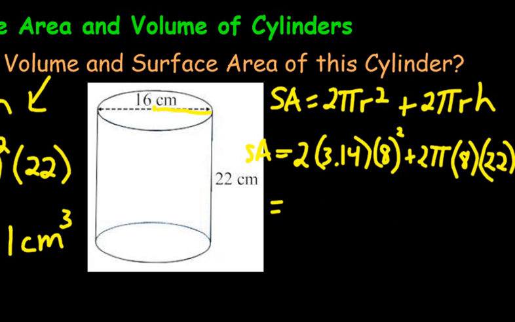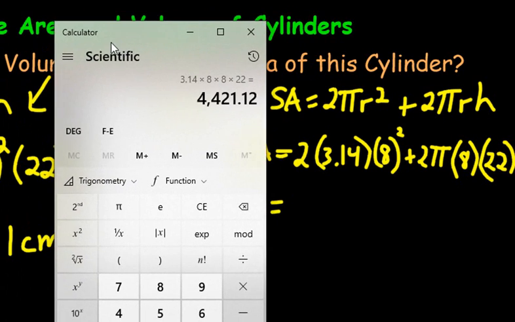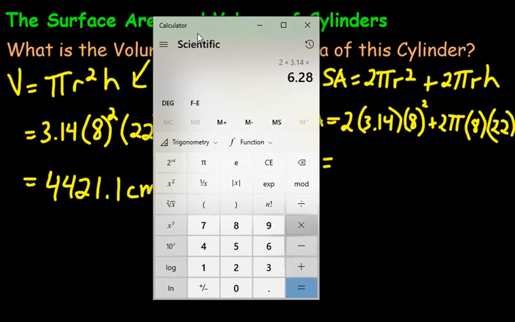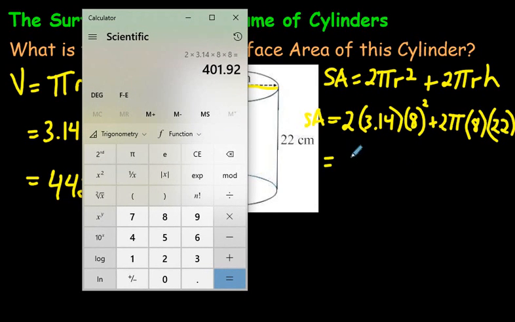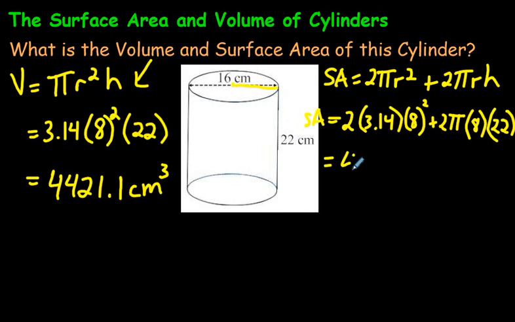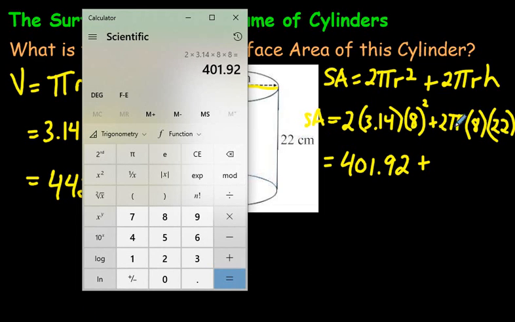Okay? So let's do that right now. 2 times 3.14 times 8 and times 8 again because it's squared. Okay. 401.92 plus, let's do the other side, 2 times 3.14 times 8 times 22, 1,105.28.